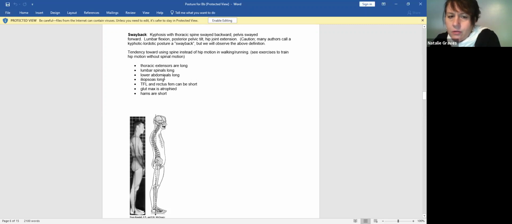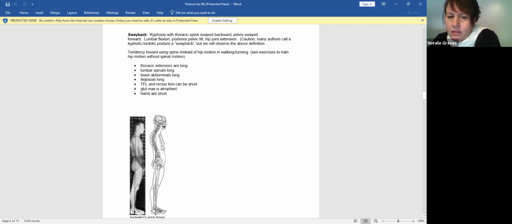The iliopsoas is long because the hip flexors, or the hips, are in flexion. So the iliopsoas is going to have to stretch over that extended hip. TFL, tensor fasciae lata, and rectus may be short. We're going to learn how to test if these muscles are short or tight or lack flexibility. So kind of hang on to that, but we will get to that.